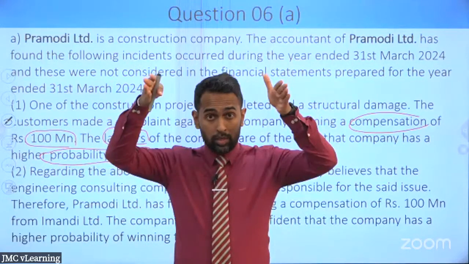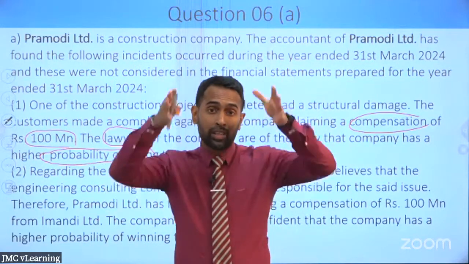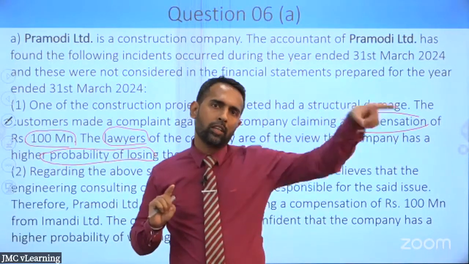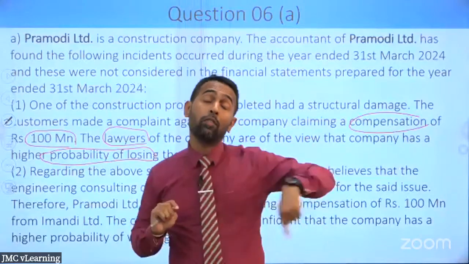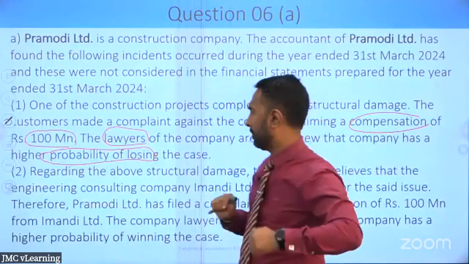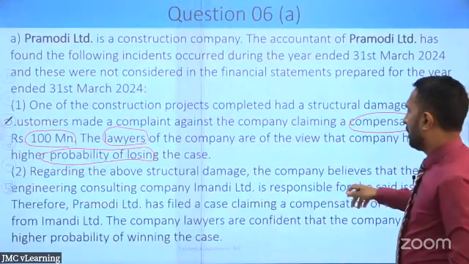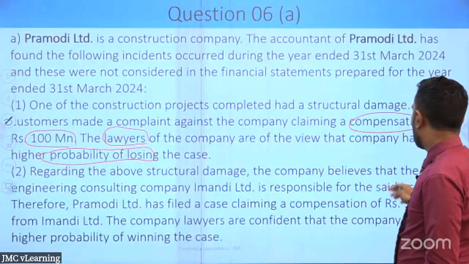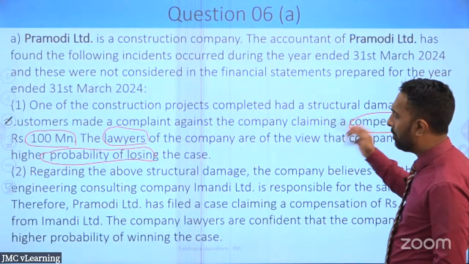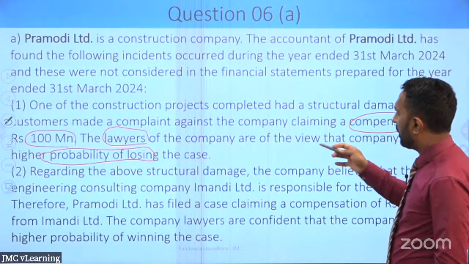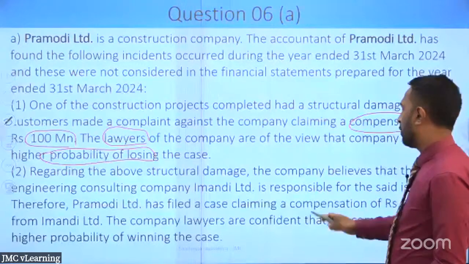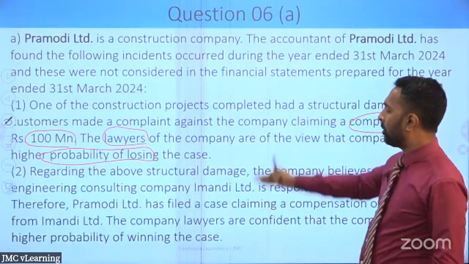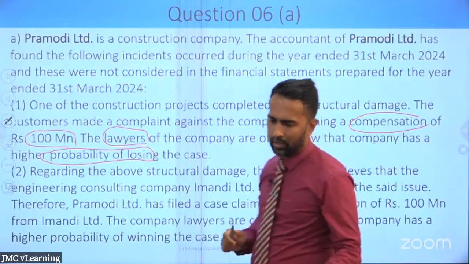Now, the Pramodi company, the construction company, is saying the fault is with the engineering company. So they have filed a case against the engineering company. Therefore, Pramodi Limited has filed a case claiming a compensation of rupees 100 million from Mandi Limited. Pramodi's lawyers are saying they are confident that the company has a higher probability of winning the case.